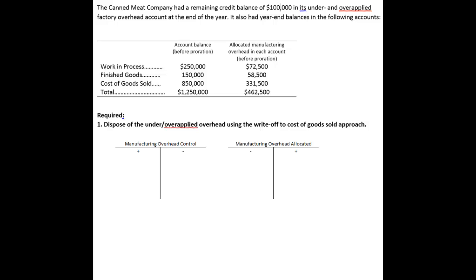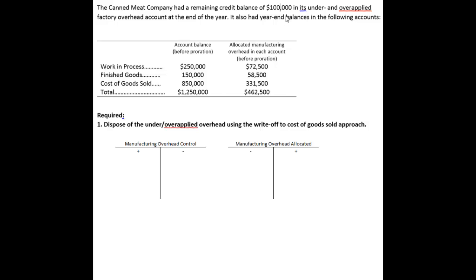So this issue of under and over applied factory overhead arises in most manufacturing companies, and it's a result of the process of not knowing exactly what our overhead costs are going to be up front, and then having to apply some rate going forward to apply the overhead based on a budgeted amount using normal costing.